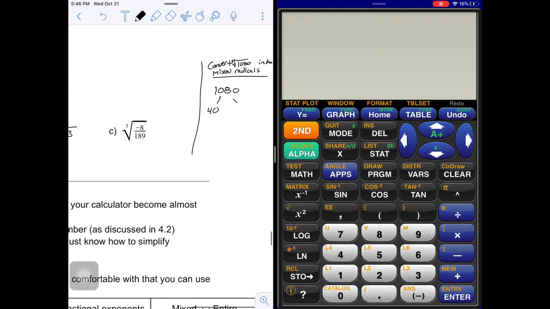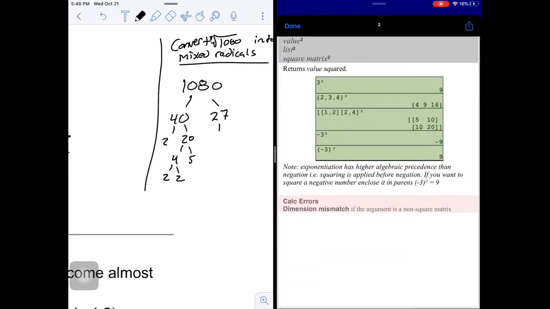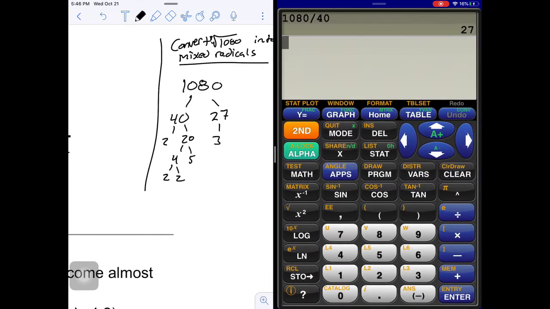Okay, there we go. So 1080 dividing 40, that gives me 27. I can divide this by 2, and that gives me 20. Divide this by 4, that gives me 5. And divide this by 2, and that gives me 2. 27 dividing 3, that gives me 9. And then I can divide those by 3.